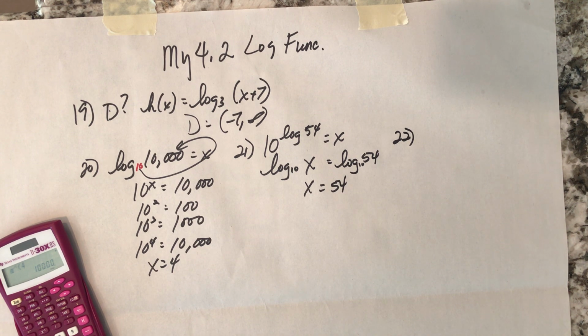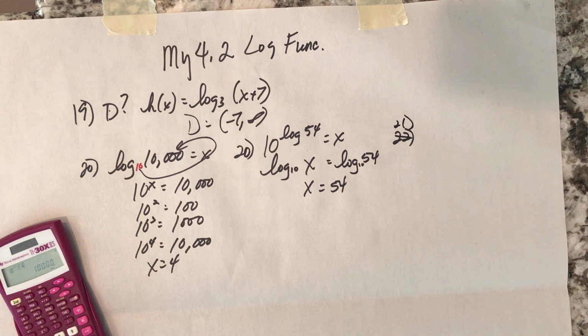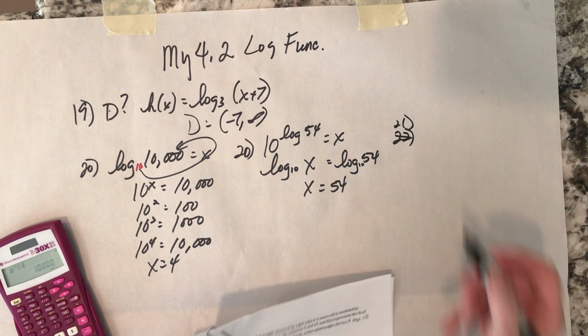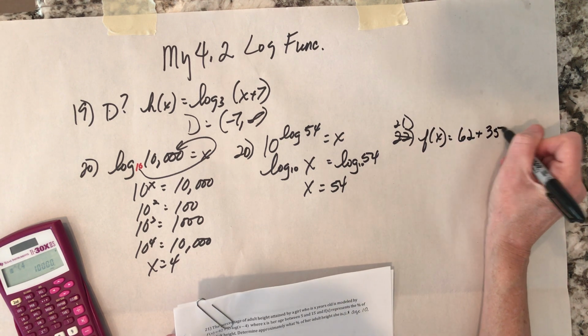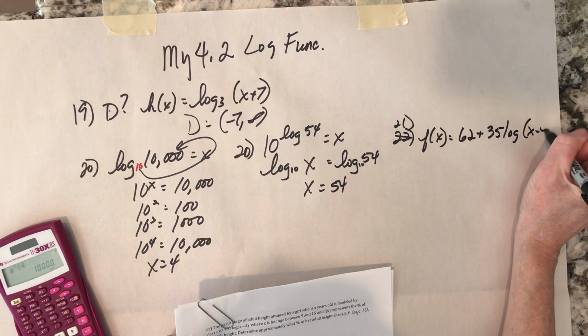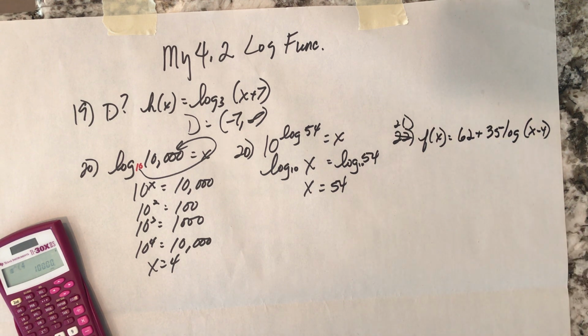Okay, so this is just a continuation of number 20. This is number 21. The percentage of adult height attained by a girl who is x years old is modeled by this function: f of x equals 62 plus 35 times log of x minus 4. That's a common log because it doesn't have the indication of the base there, so you know it's a common log.